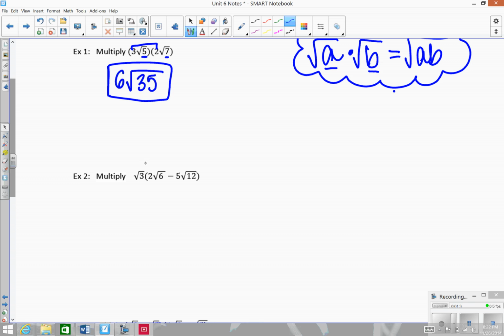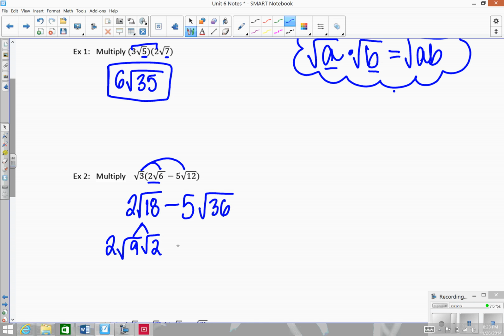So then looking at this next example, now we're going to want to distribute this radical 3 since there's parentheses. So I'm going to keep the 2 out in front of that 2 radical 6. And now I'm going to combine 3 times 6, so I get square root of 18. Keep the minus, keep the 5 out in front. 3 times 12 gives me 36. And now we're going to look at simplifying. So I have a 2. This radical 18 will break down as 9 and 2. And then the square root of 36 is just 6. So this is then going to be times 6.